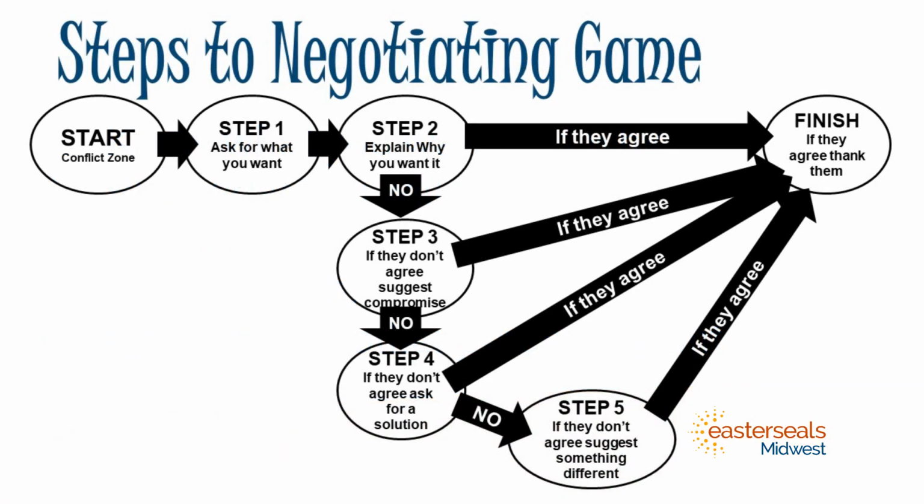Let's look at this flowchart. When we fall into conflict, we start in the conflict zone. We then must do step 1 and communicate our needs and advocate for our cause respectfully. We explain why it is a good decision and why the other party should agree. If they agree, then our problem is resolved. But if they do not, then our step is to suggest a compromise.